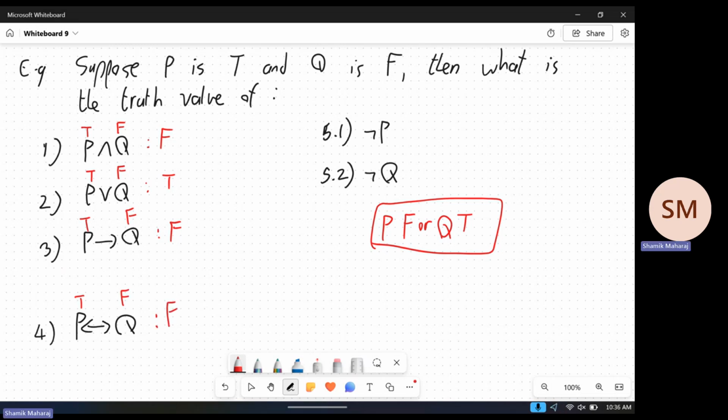Okay, and the negations are easy. We know that P is true, so the negation of P is just the opposite truth value, false, right? And the same with Q. We're given that Q is false, so not Q is then true. Just the opposite.